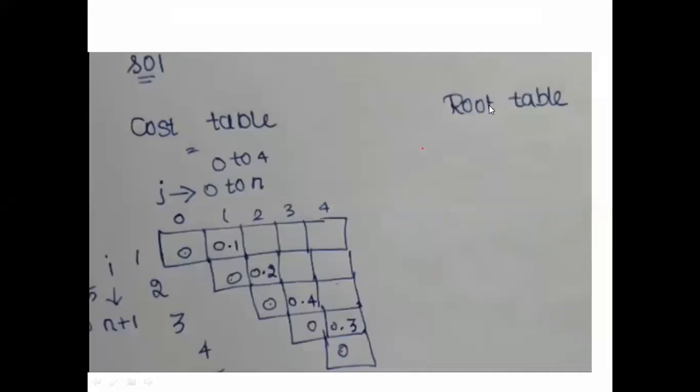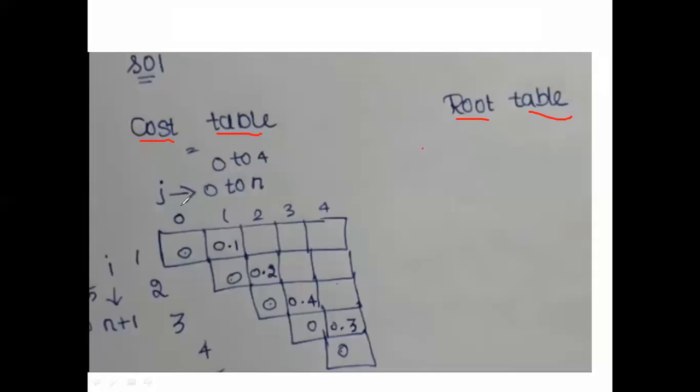We are going to construct 2 tables. One is called the cost table, and another one is called the root table. Two tables we are going to construct. So first, how to construct the cost table.